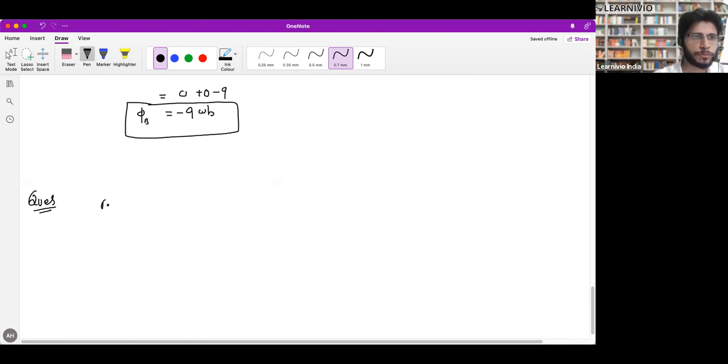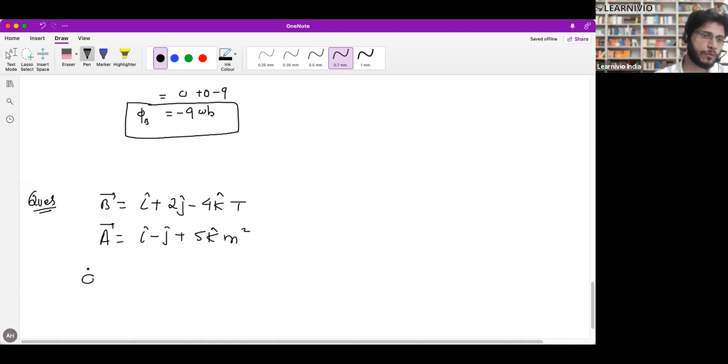Solve this question also. Magnetic field is given, it's i cap plus 2j cap minus 4k cap Tesla. And the area vector is given as i cap minus j cap plus 5k cap meter square. Get the value of the magnetic flux. Solve it and write your answer in the chat room.